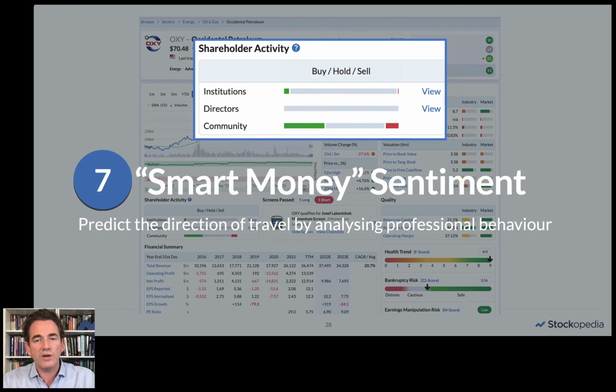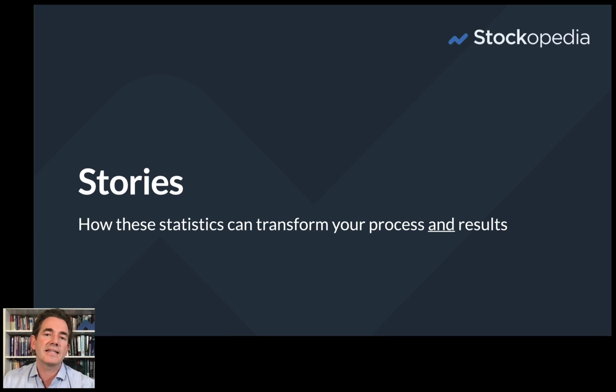Next up, the shareholder activity or smart money sentiment. We've got a couple of indicators, one lower down on the page too, which helps you kind of predict the direction of travel by analyzing professional investor behavior, like real buys and sells, as well as real analyst sentiment. And those are the 7 key things that we'll be looking at.